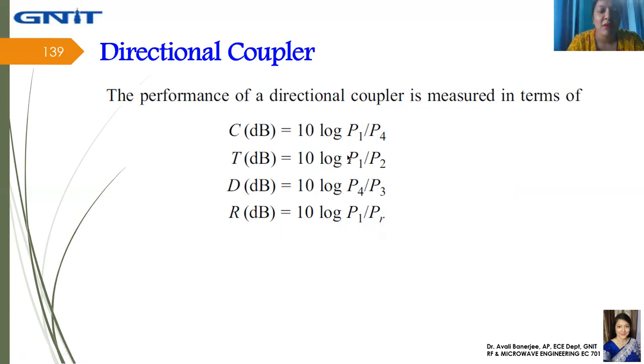These P's are the powers at the ports. So this is power at port 1, power at port 4, power at port 1, power at port 2, power at port 4, power at port 3. This is P1 and this is the radiated power. So these P's denote the power.